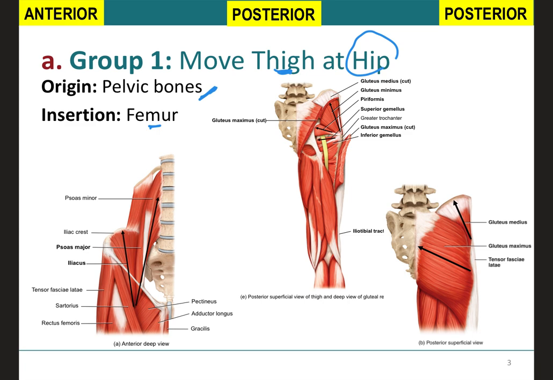So there are several muscles that will move the thigh, because we know that the hip joint is a ball and socket type of joint, and it does several different types of movements, right? So it does flexion and extension. It does abduction, adduction. It does medial and lateral rotation. So there have to be lots of muscles in this region to be able to perform all these functions.